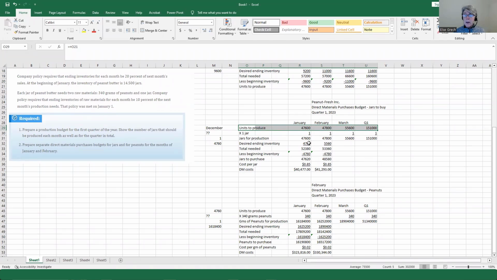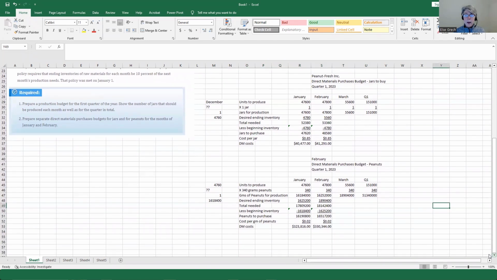I still have a desired ending inventory, the total needed, beginning inventory, then the jars to purchase. This is units to produce. This is jars to purchase. And then I just add one thing to it, the cost per jar here or the cost per gram of peanuts right here. So there's repetition when we're looking at this budgeting process over and over again.